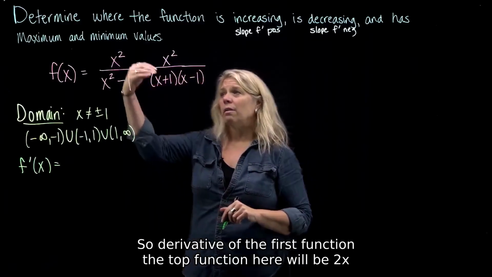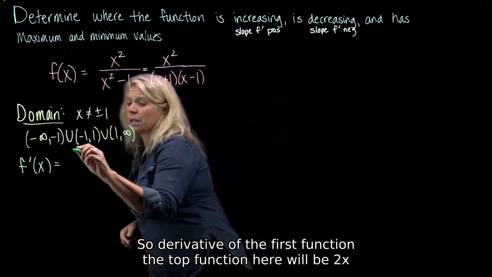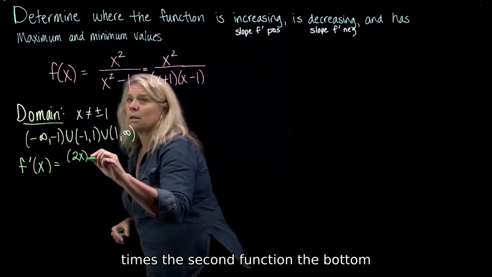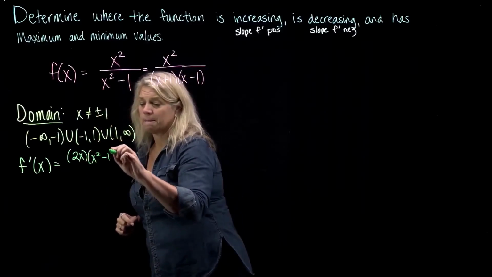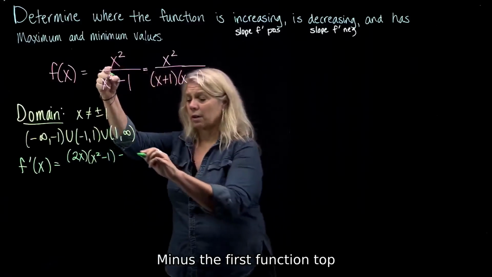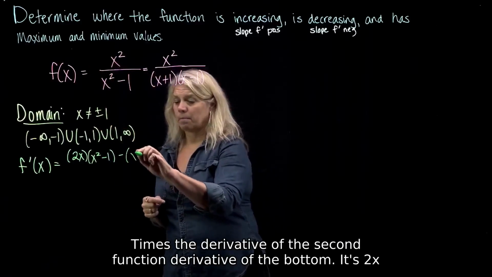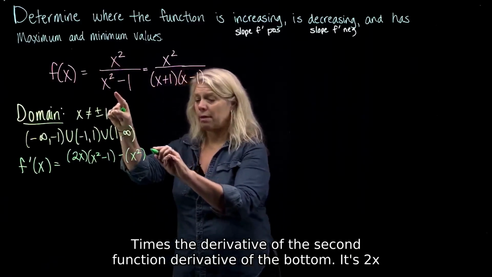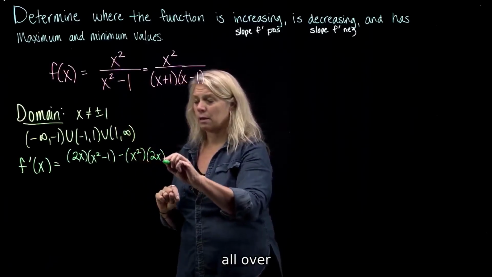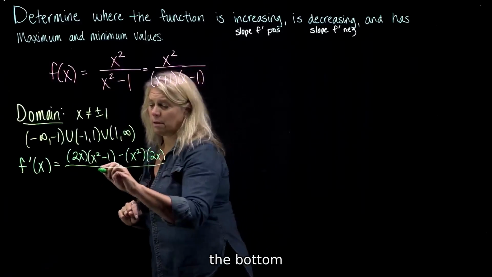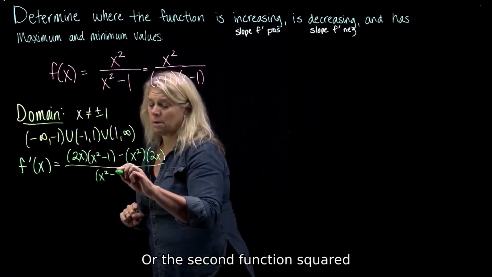So derivative of the first function, the top function here, will be 2x times the second function, the bottom, minus the first function, top, times the derivative of the second function, derivative of the bottom, is 2x, all over the bottom, or the second function, squared.